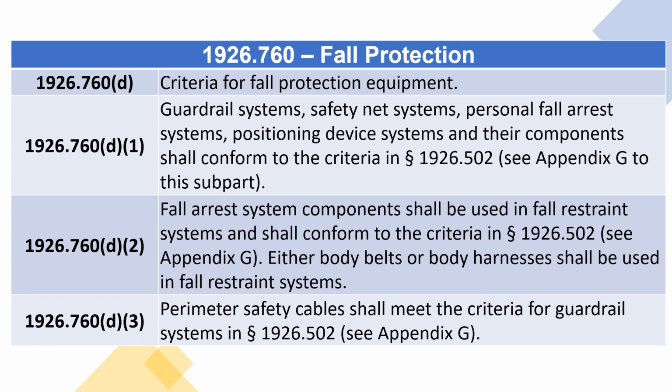1926.760 D3. Perimeter safety cables shall meet the criteria for guardrail systems in Section 1926.502, see Appendix G.